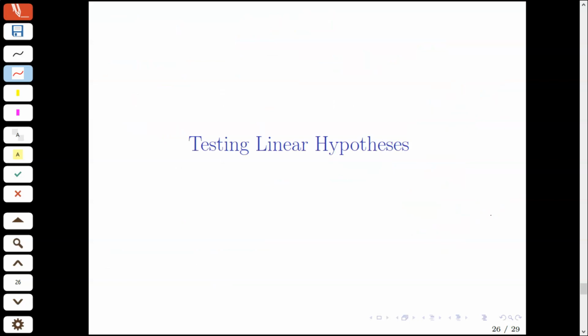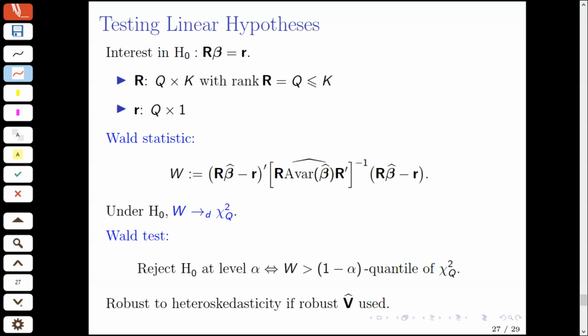Now, having established methods for obtaining an asymptotic normality result, as well as a way of estimating the resulting asymptotic variance of the OLS estimator, let's talk about how you would use this type of result in order to test various hypotheses. Here we're going to focus on testing linear hypotheses. By that I mean we're going to be interested in testing hypotheses of the following form. So here H0 denotes the null hypothesis.